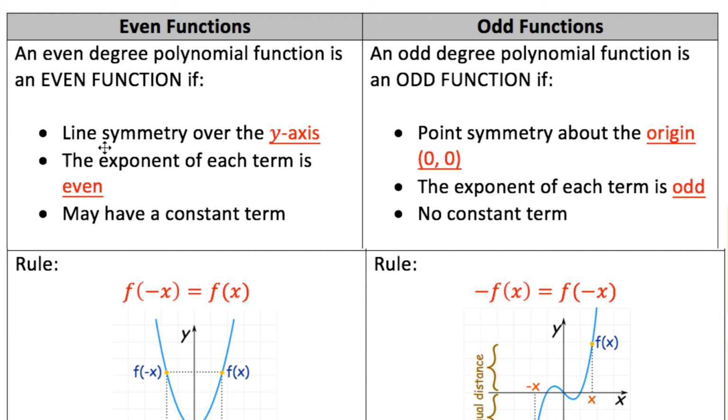So an even degree polynomial function is an even function if it meets the following criteria. It has line symmetry, and that line symmetry has to be at the y-axis. And that happens if in the equation of the polynomial function, the exponent on every single term is even. If you have any terms that are odd degree, then the function is not an even function and it wouldn't have line symmetry at the y-axis. And even functions are allowed to have a constant term. Because a constant term, let's say 5, you could think of as having an x to the 0, and for all purposes for this, we could consider 0 as even.